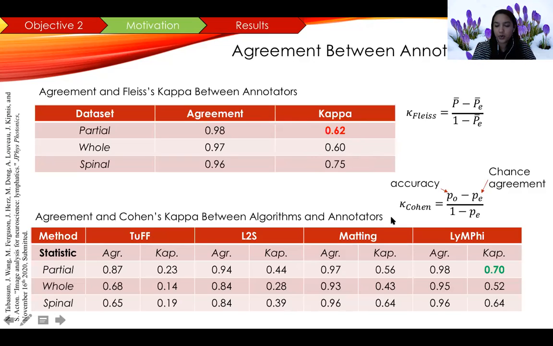In the second table, we show Cohen's kappa and percent agreement between segmentation methods and our manual annotation. I'd like to point out the kappa value of 0.7 shown in green between Lymphy and the annotation of the partial mount dataset. For this dataset, the kappa statistic shows that agreement between Lymphy and annotators outperforms inter-annotator agreement. For these images, Lymphy is superior to manual annotation.